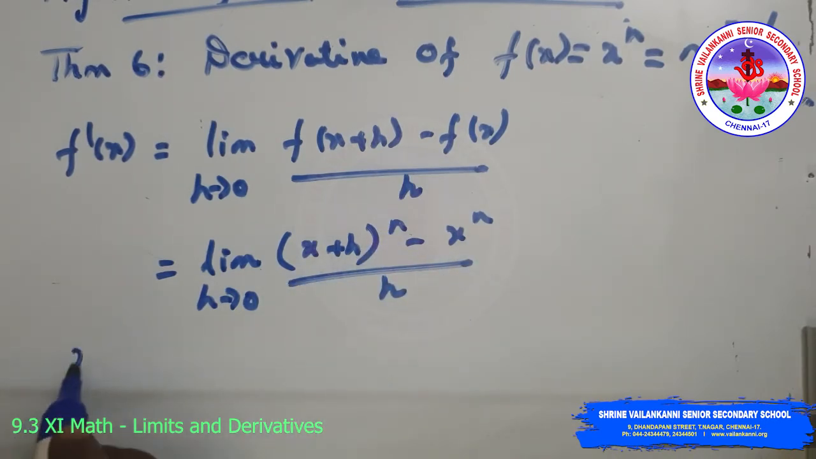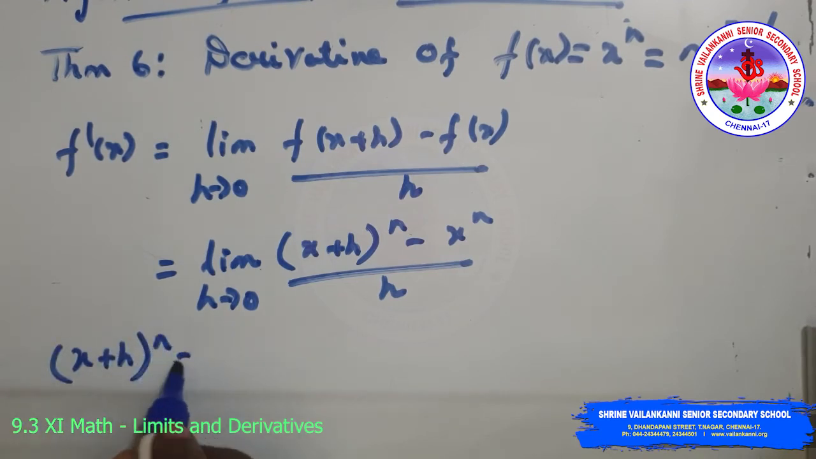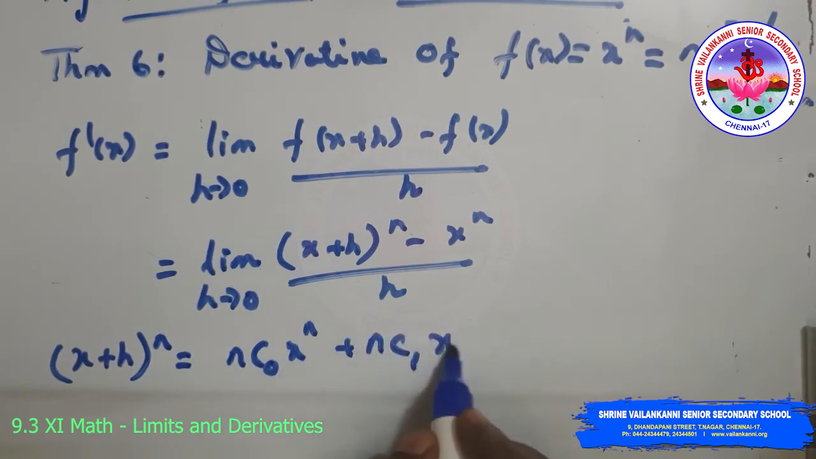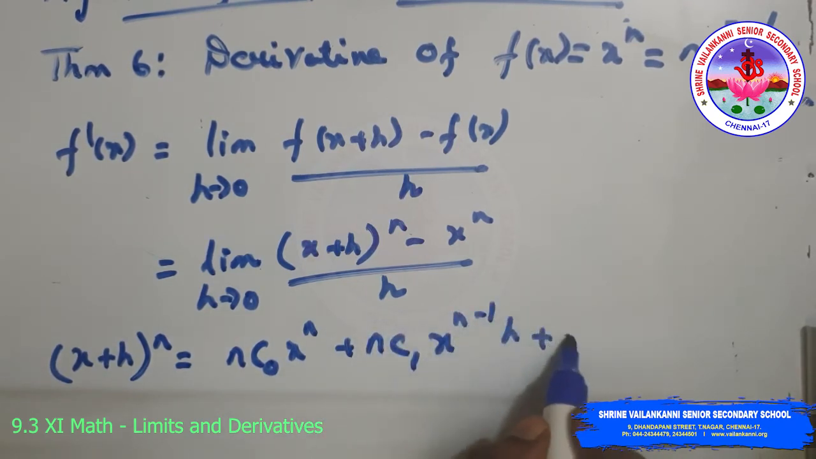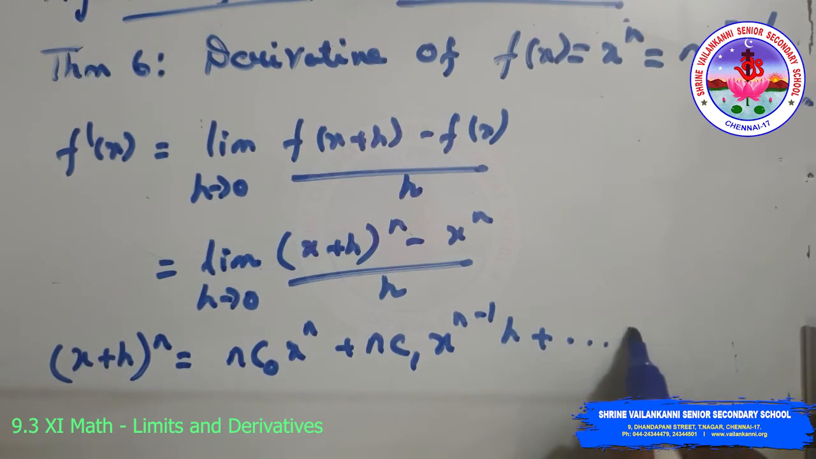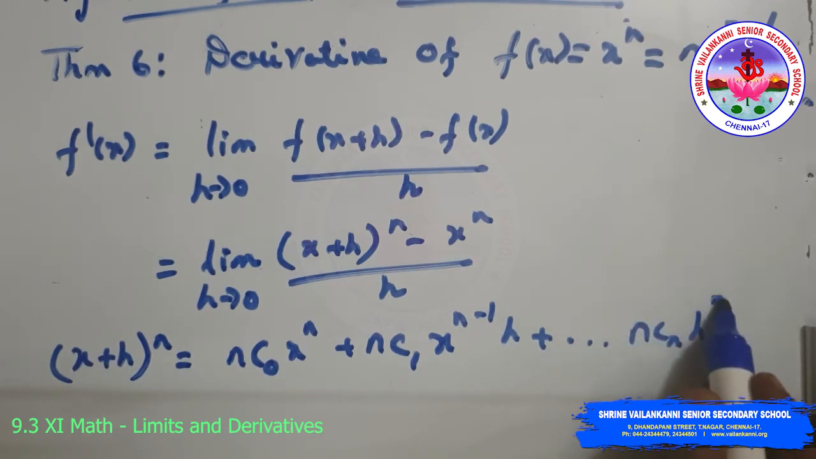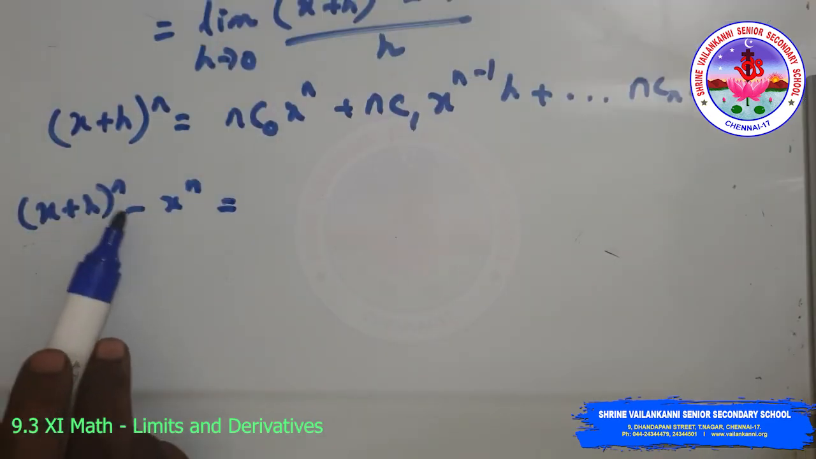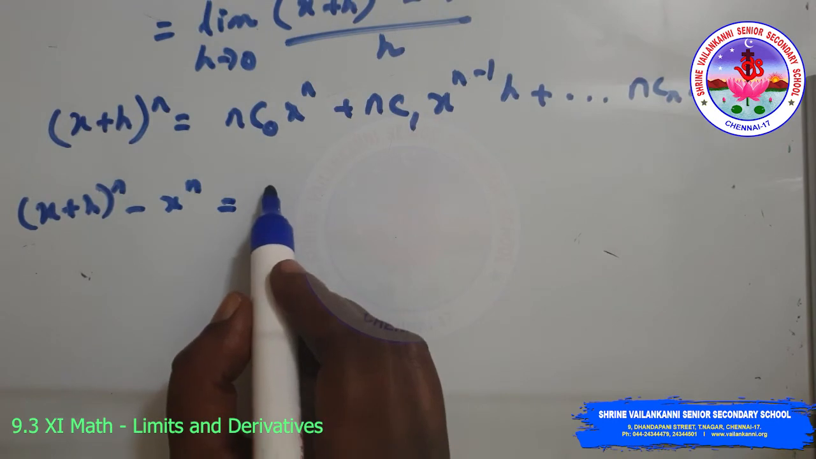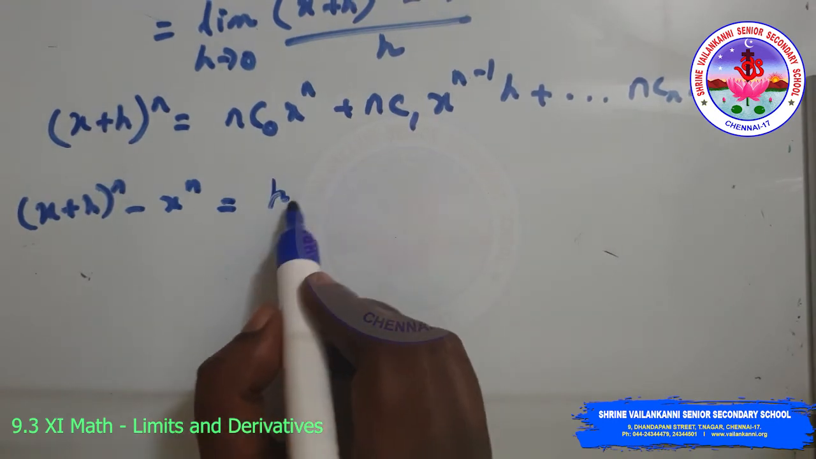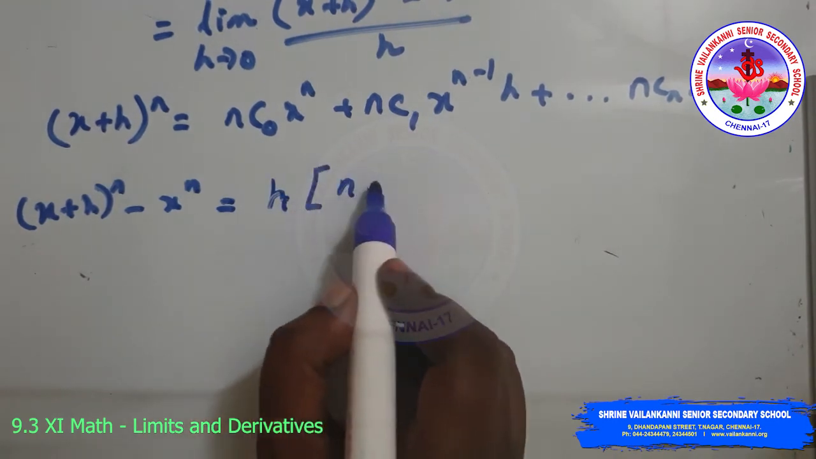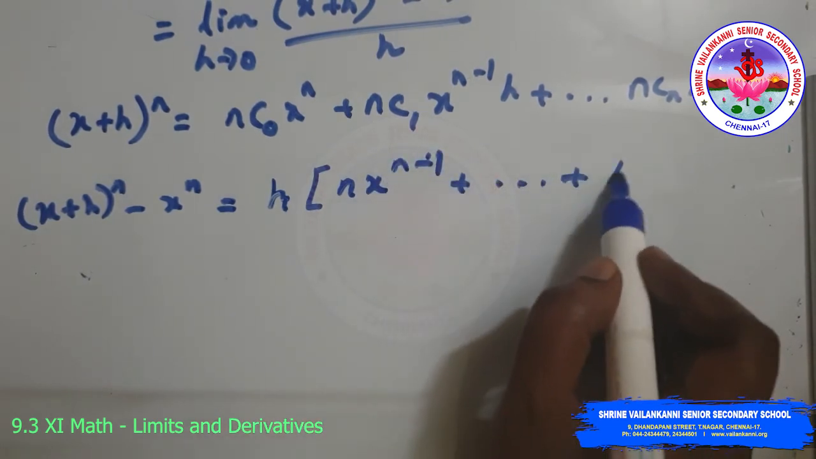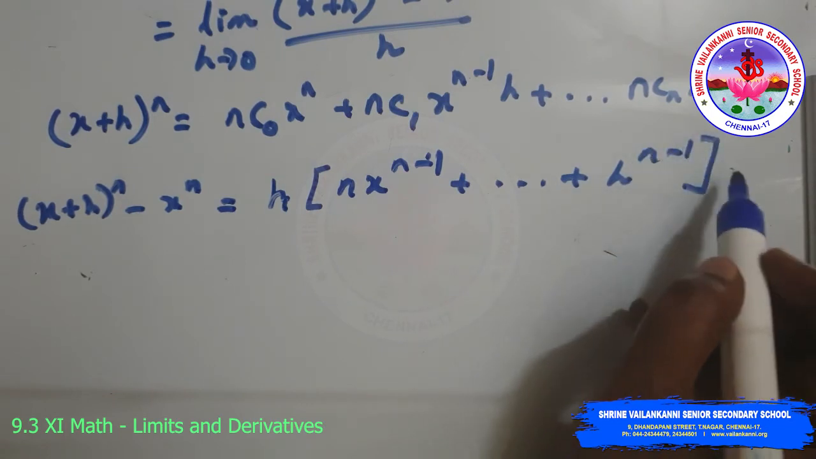So using the binomial theorem, x plus h whole power n is equal to nc naught x power n plus nc1 x power n minus 1 into h, etc., ncn into h power n. Therefore, x plus h whole power n minus x power n is equal to h into nx to the power of n minus 1, etc., h to the power of n minus 1.